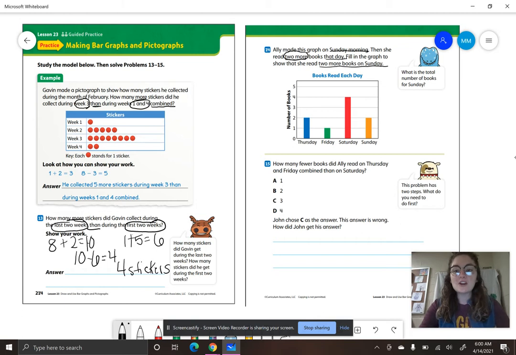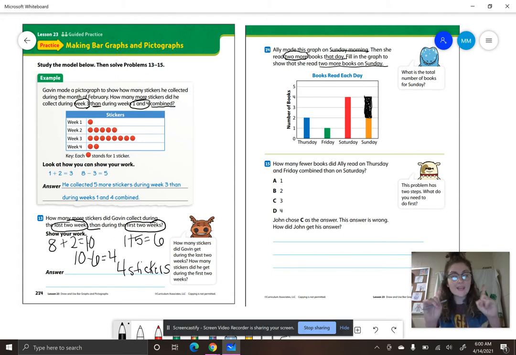All right, so starting at Sunday, she read 2 books, but then she read 2 more. So 2 plus 2 more would be 4. So the top of my bar is going to line up with 4. All right. So how many books in all did she read on Sunday, Smarties? She read 4. Perfect.